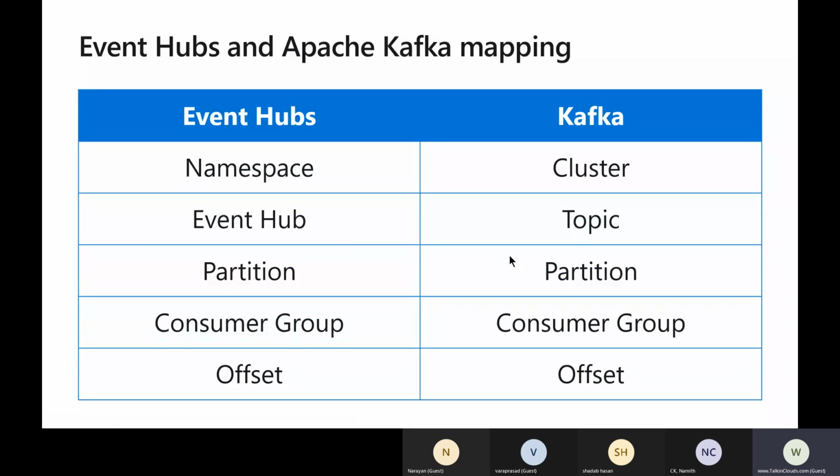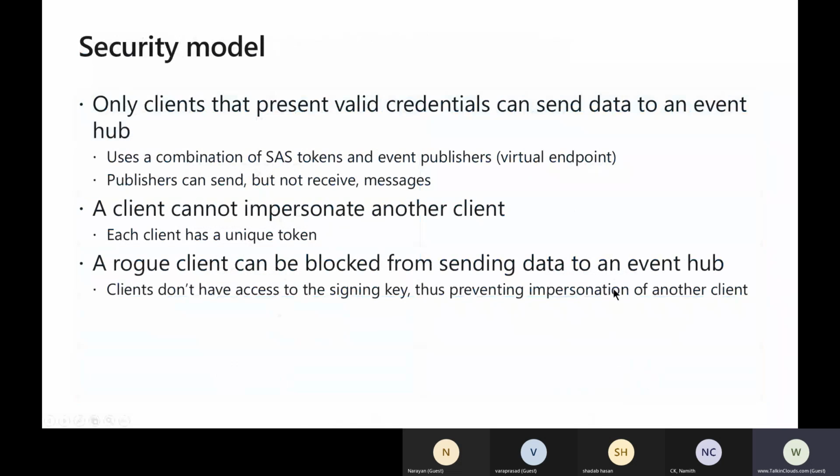So how the mapping will happen: you have the Kafka cluster and namespace here. The namespace will be called a cluster in Apache Kafka. Then you have event hub, which they call a topic, then you have partition, and consumer group and offset are the same. So these are the mappings created between Event Hubs and Apache Kafka.